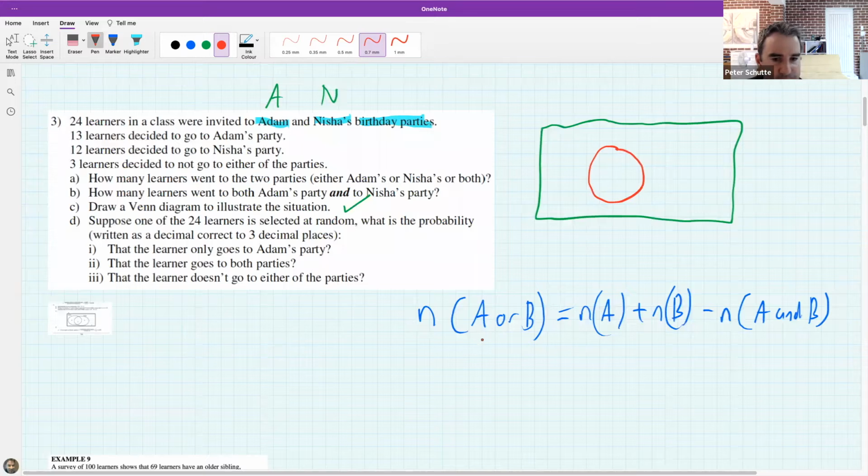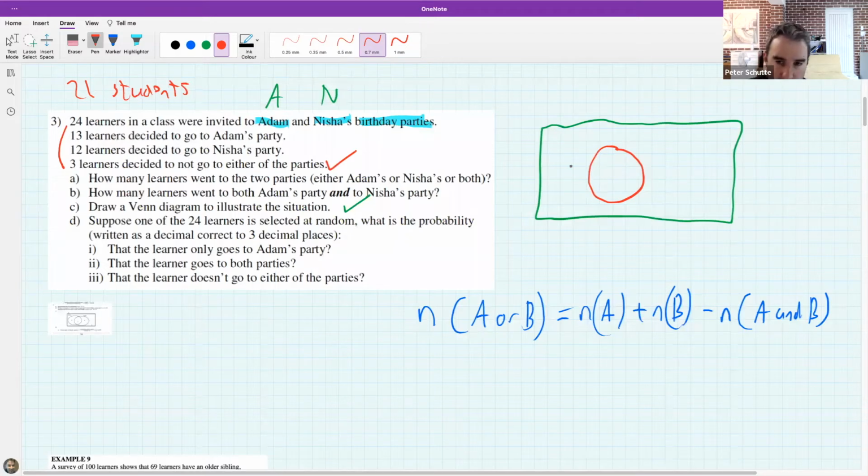One of the things is I see that there are 3 learners who did not go to either of the parties. So that makes me think that there are 21 learners. So if I go 24 minus 3, there are 21 students who went to either A or N. Give me a thumbs up if you understand how I got the 21. So 3 learners decided to not go to either of the parties.